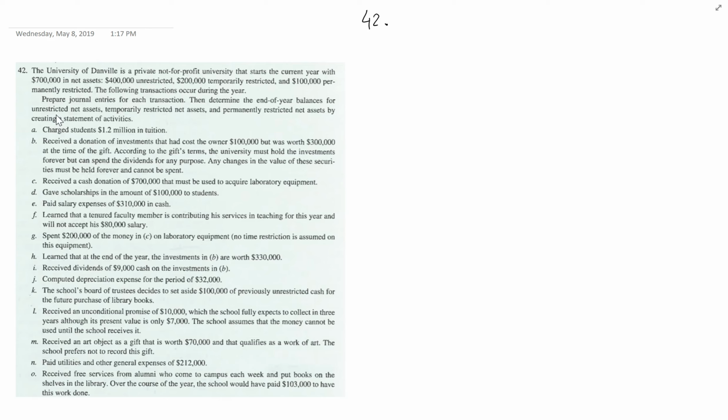Hello everyone. Now we will do a sample journal entry problem, and this is from your textbook chapter 18 problem number 42. So let's read the problem. The University of Danville is a private not-for-profit university, and they also mentioned that current year their net assets is 700,000, and that includes 400,000 unrestricted, 200,000 temporarily restricted, and 100,000 permanently restricted. Now you need to record these journal entries.